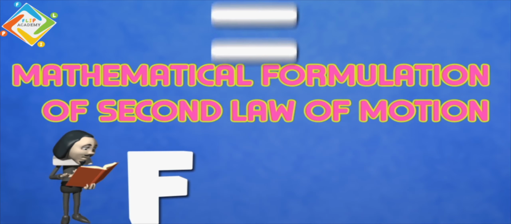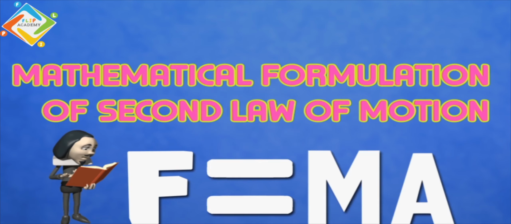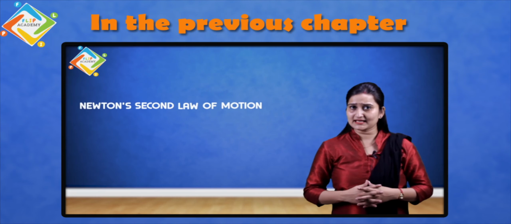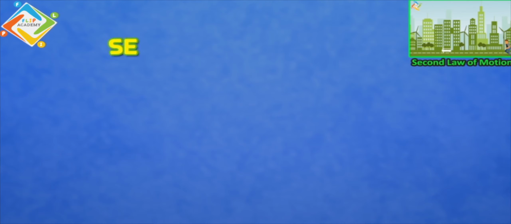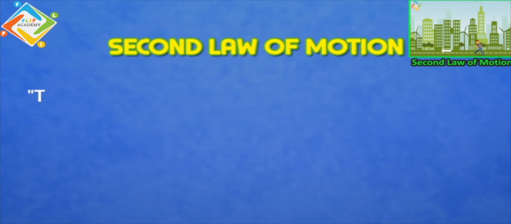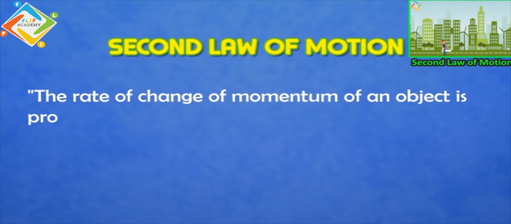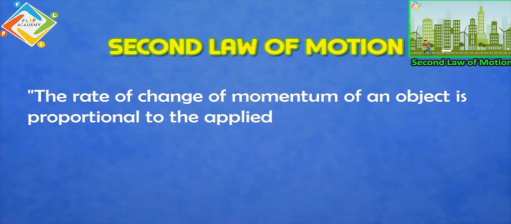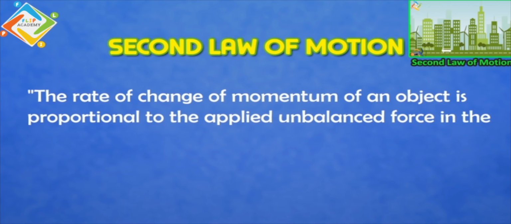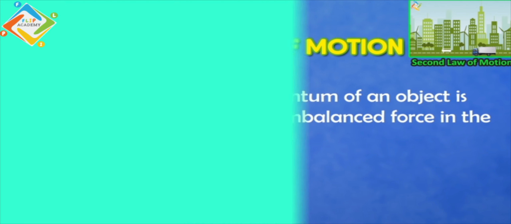Mathematical formulation of second law of motion. In the previous section, we studied that second law of motion states that the rate of change of momentum of an object is proportional to the applied unbalanced force in the direction of force. Now let's formulate it mathematically.